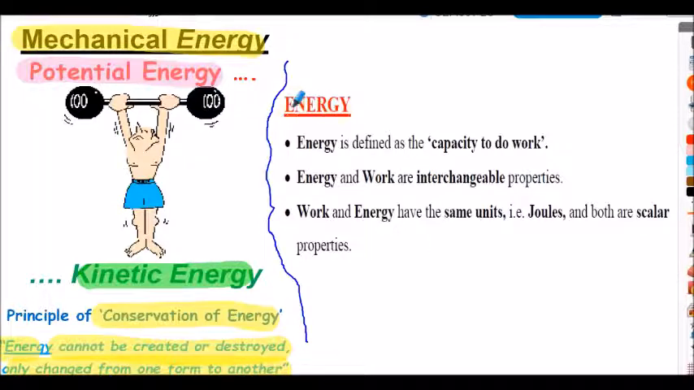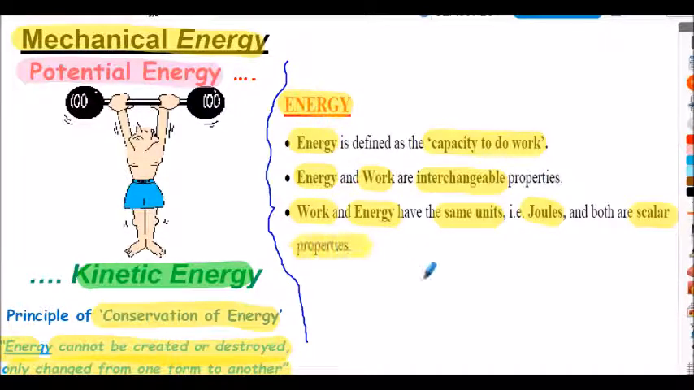So in reviewing energy, energy is defined as the capacity to do work, and energy and work are interchangeable. Sometimes we'll put work into our system and create potential or kinetic energy, and sometimes we'll extract work out of the system. So work and energy have the same units, as we mentioned before, joules. And note that both work and energy are classified as scalar properties.